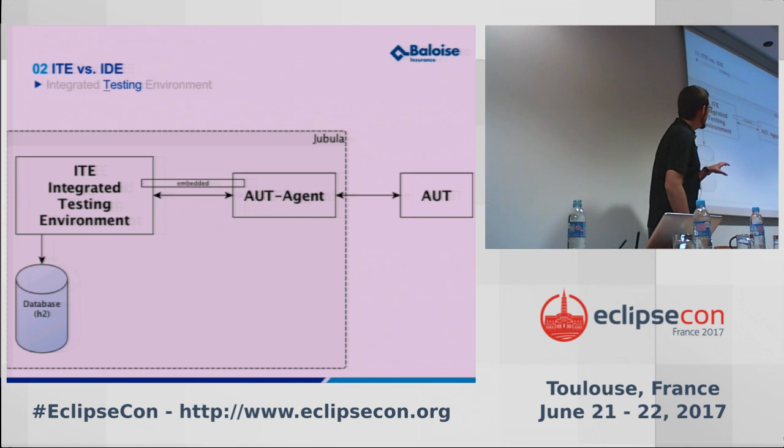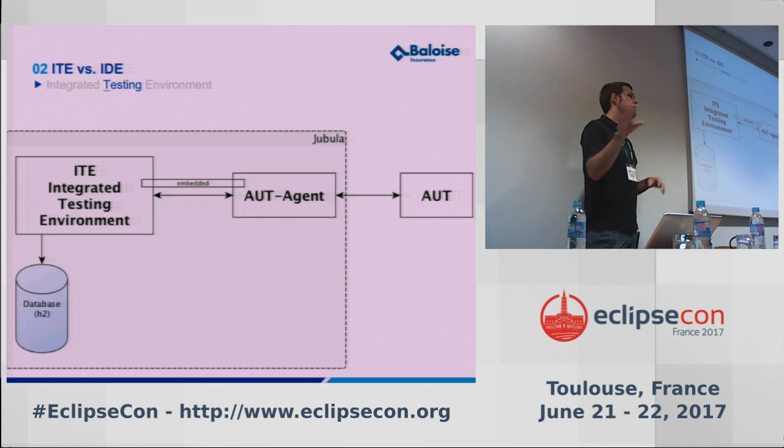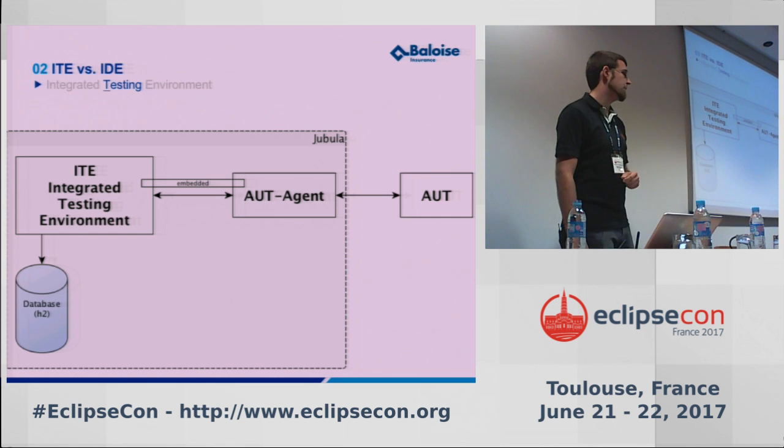This AUT agent might run in embedded mode, like for this demo. It's normally a central process somewhere in the network where all of your AUTs connect to and get distributed to different ITEs. So that's a background process, and it's currently running in embedded mode.